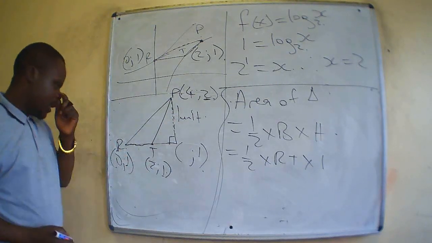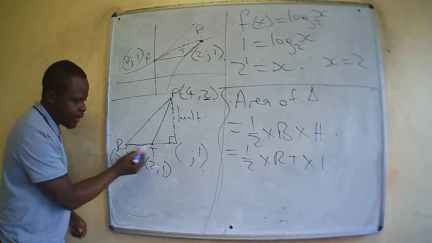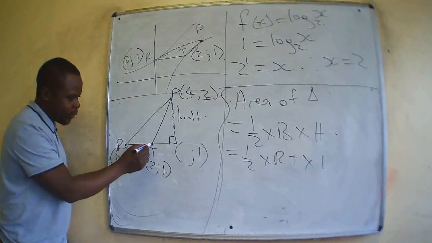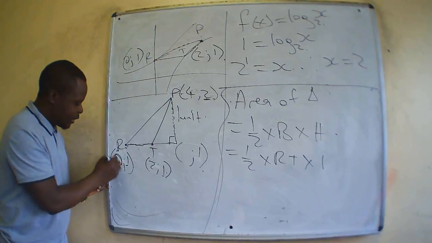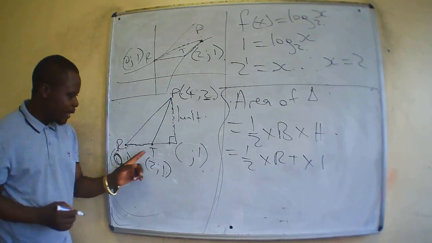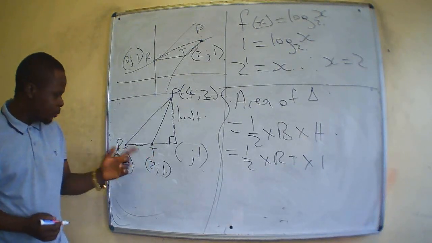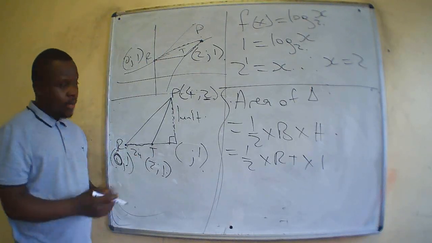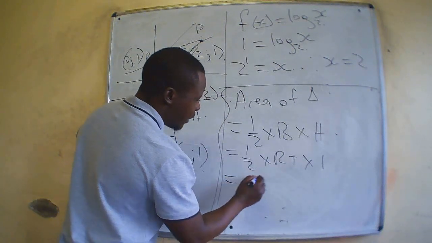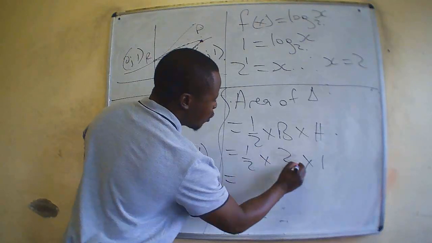This is 1 unit. Now, what is this distance in this case? From R until T. Again, as we move along x values, this is 0 until x is equal to 2, which means we're going to have 2 units along this. So 2 units, which means we have our RT being equal to 2.